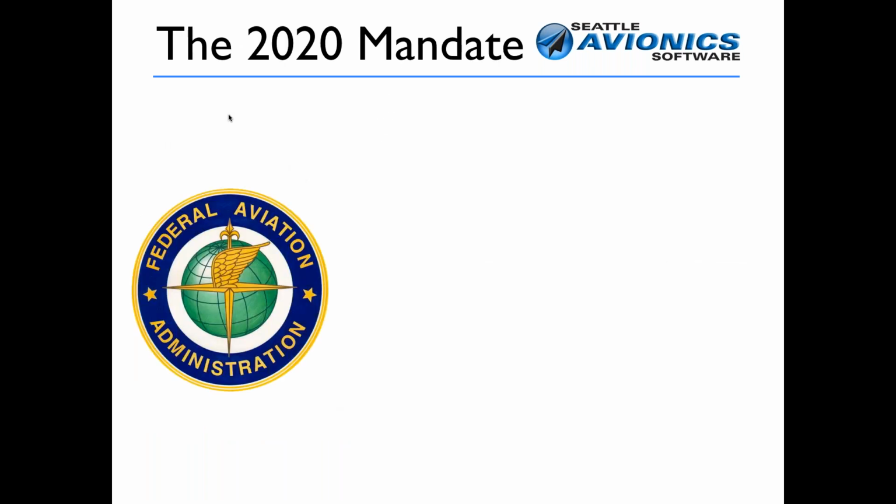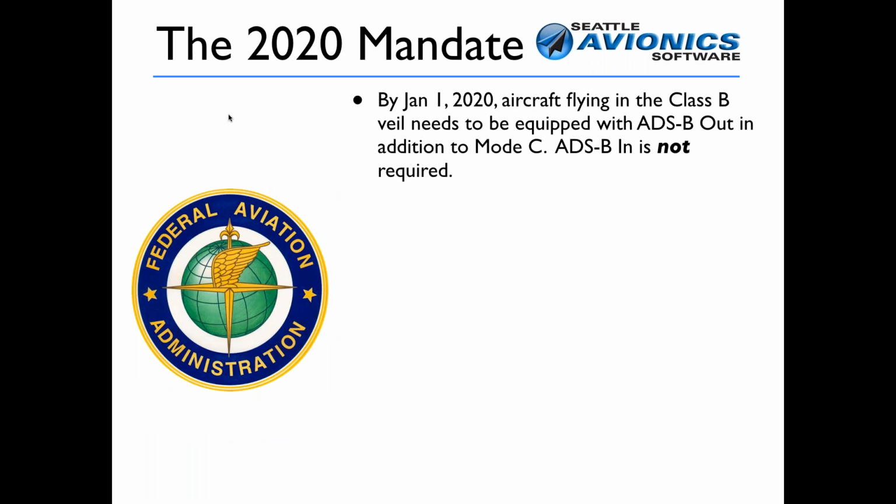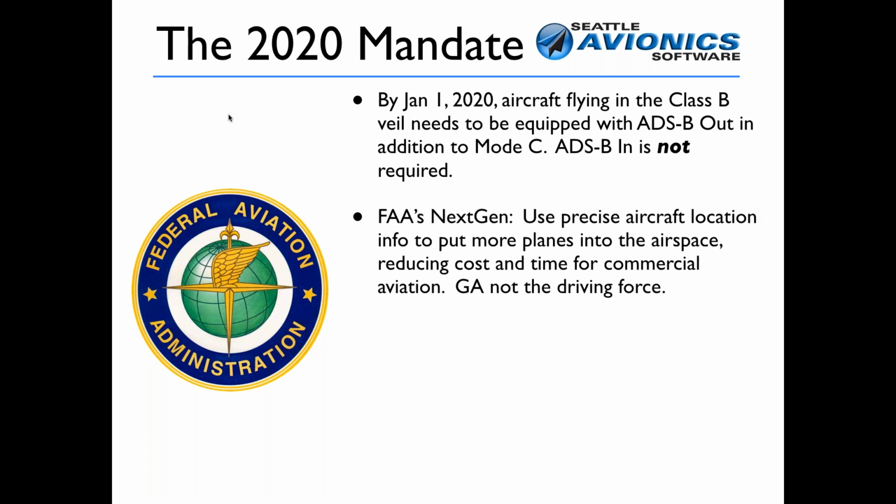So what's the mandate? Just do this very quickly. By January 1st, which is to say, again, about 6 weeks away, any aircraft that is flying in what is basically the Mode C veil must be equipped with ADSB out. A couple of exceptions, like if your plane simply doesn't have power and such, but ADSB out is required. The FAA doesn't really care, like I said, if you know where the traffic is or if you want weather, but they do want to know where you are.